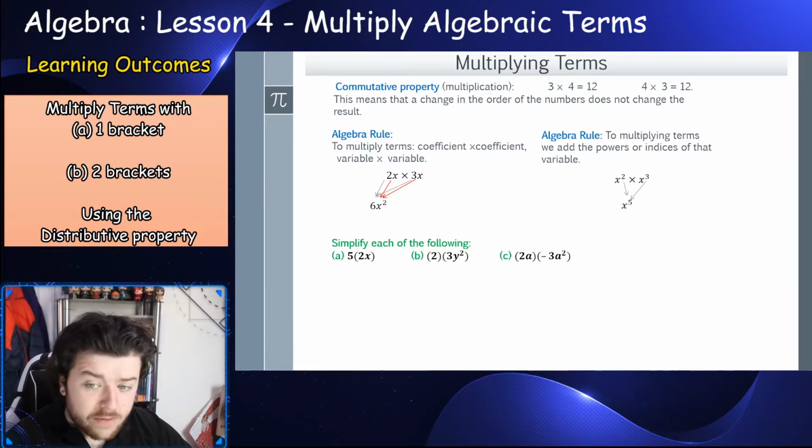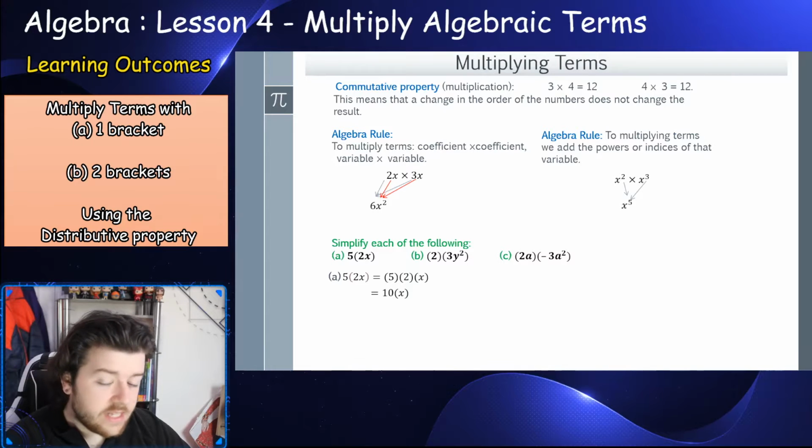So, simplify each of the following. I have a 5 times a 2x. As I remember, coefficient by coefficient, variable by variable. So here it is. I have 5 times 2 times x. 5 times 2 is 10. 10 times x. Well, can't simplify that anymore. So it's just going to be written as 10x.